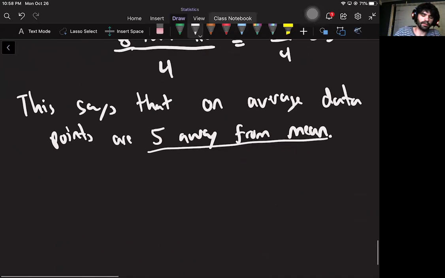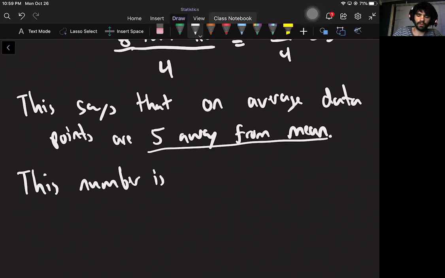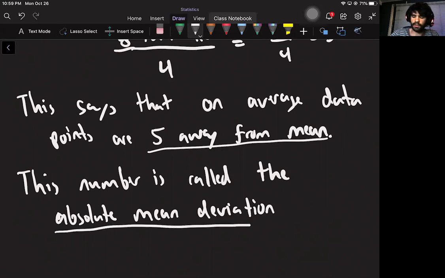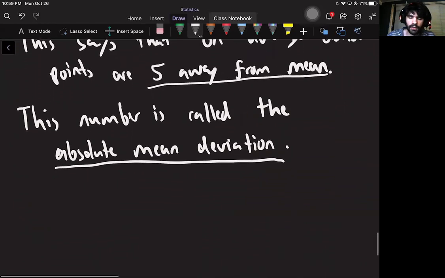Okay, and then this number has a fancy name. It makes it seem a lot harder than it is, but it's called the absolute mean deviation. Deviation is just another fancy word for how far away things are. And absolute actually comes from the word absolute value, which is secretly what we're doing to make numbers positive, if you happen to remember that. If not, don't worry about it. Just a little extra fun fact for a fun class.